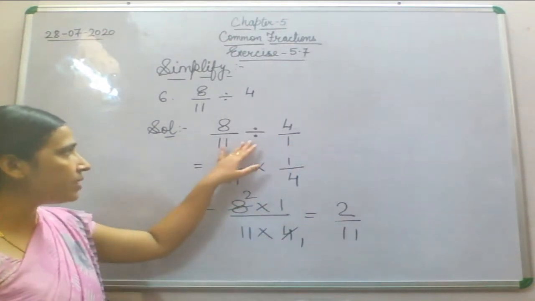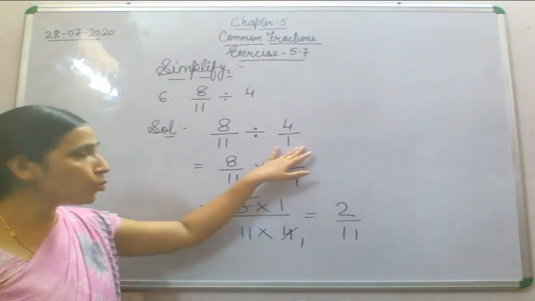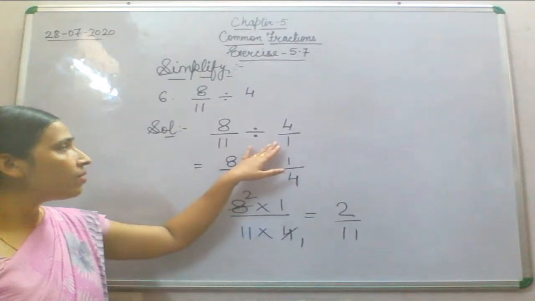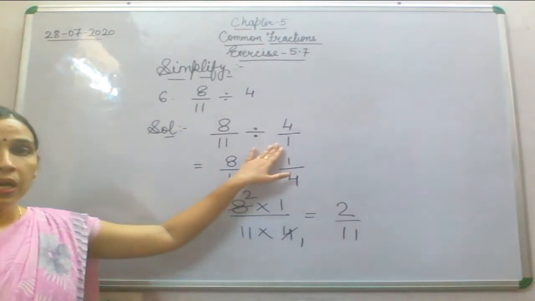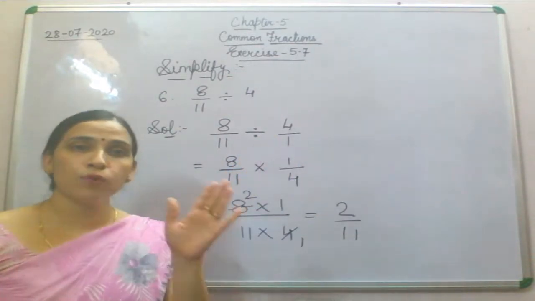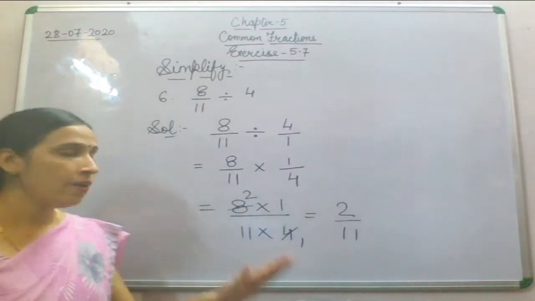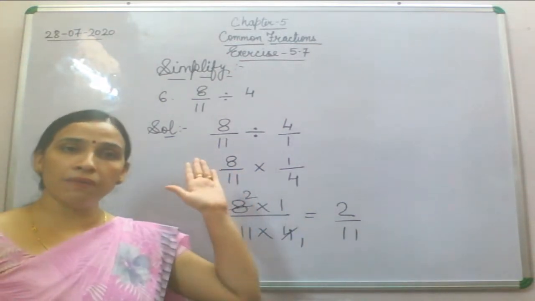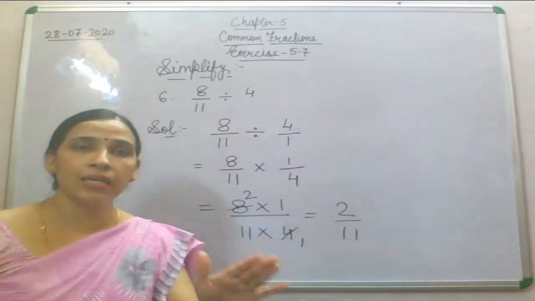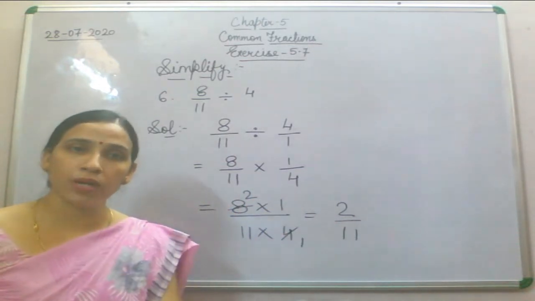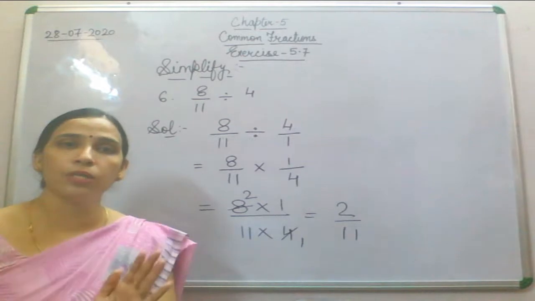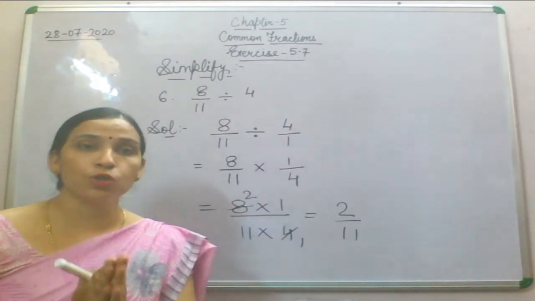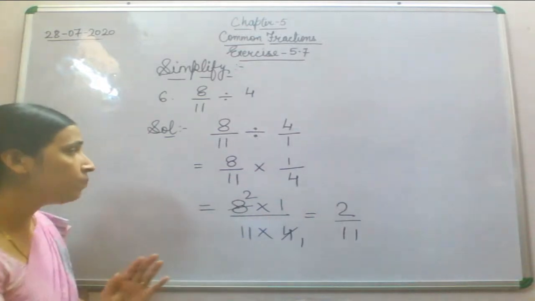Now the first step is we are going to write the question. We don't have anything in the denominator, so what will we write here? We will write 1 over there. After division, we have to change it into multiplication. Fine. So the fraction which is after division will become its reciprocal, meaning the numerator will come into the denominator and the denominator will go into the numerator. So 4 by 1 will become 1 by 4.